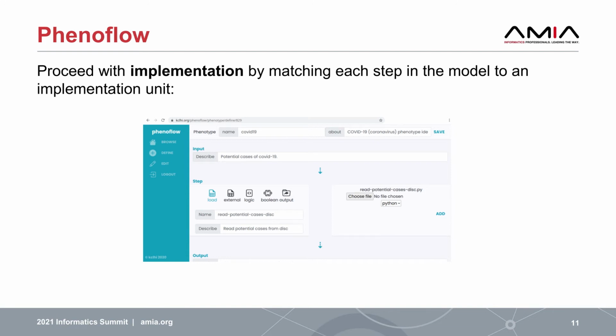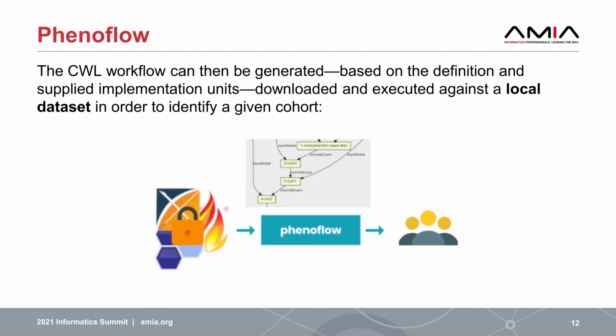You do so by uploading an implementation for each of the steps. As we can see here, this is the realization of the COVID-19 phenotype that we saw before. And here someone is uploading a realization of their initial step, which is to read potential cases from disk, and they're uploading an implementation of this in Python. Once both authoring of the definition and actual realization have been completed, Phenoflow will allow you to download this definition and the coupled implementation units and execute it in a local environment against a local data set. Something like OMOP, maybe something like FHIR or i2b2. Phenoflow provides connectors for each of these.